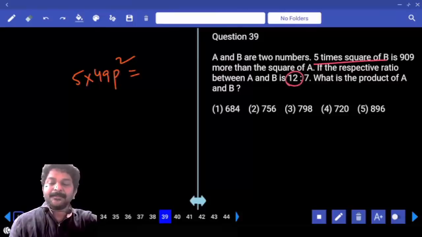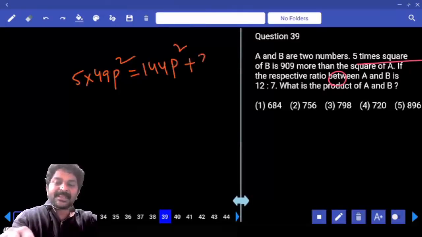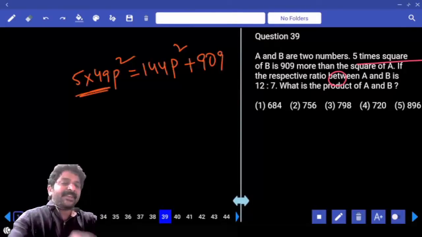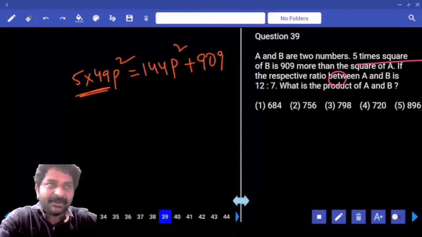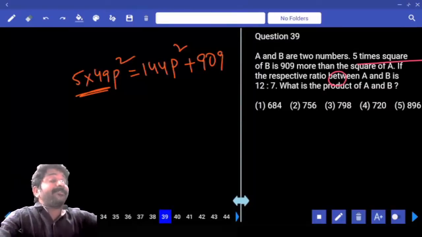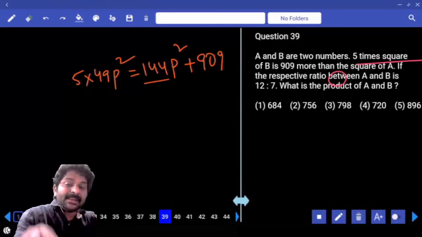What is A's square? 12p whole square. That is 144p square. And how much more they said? 909. 5 times of any number, take 10 times and make it half. That's what we do, right? 49 10 times, 490. Half of that? 245 minus 144.